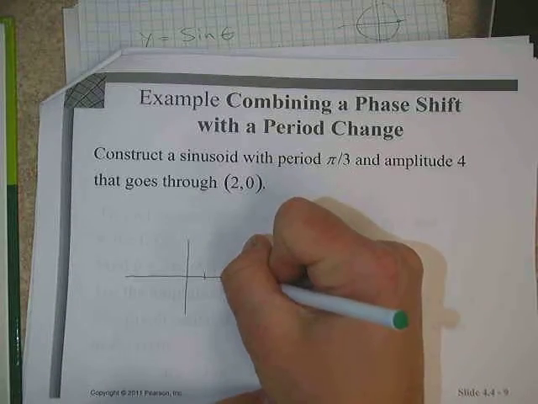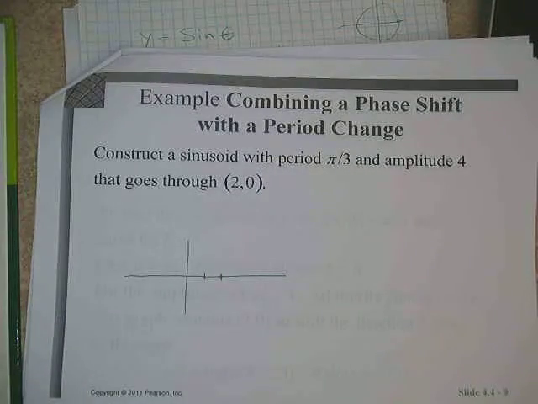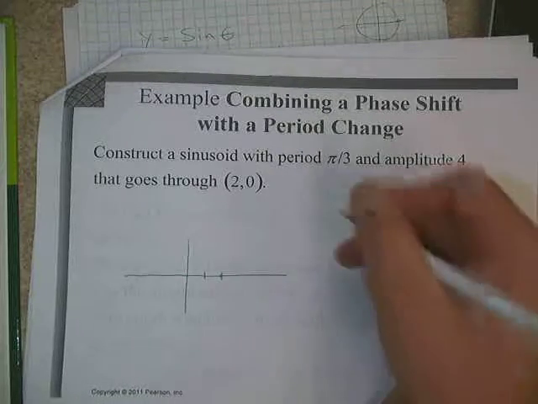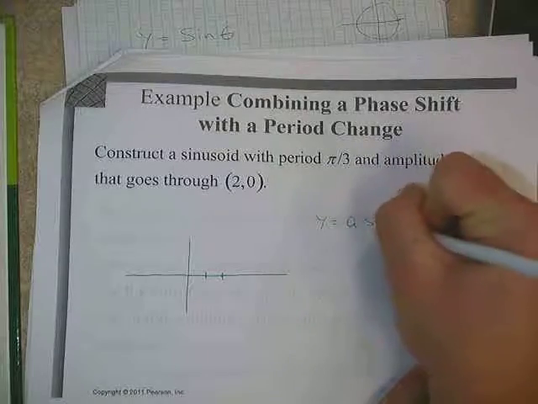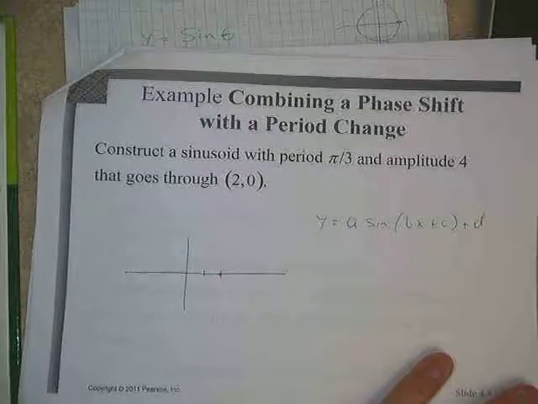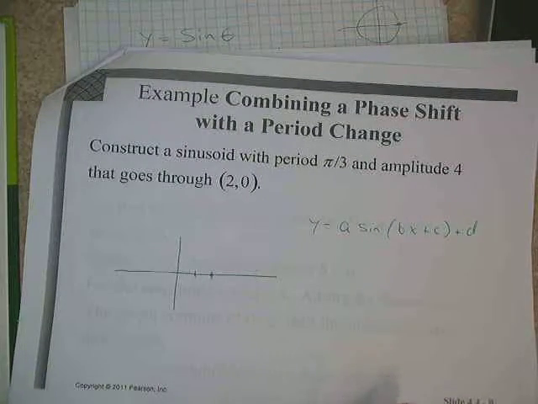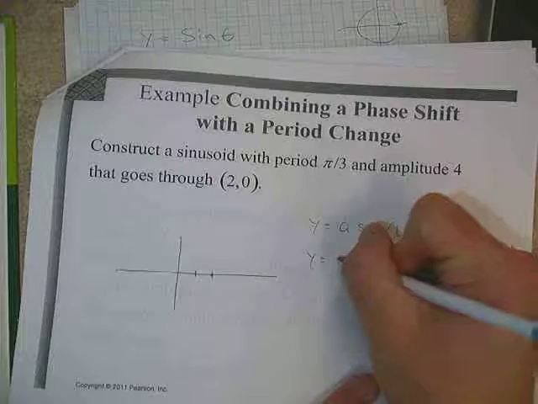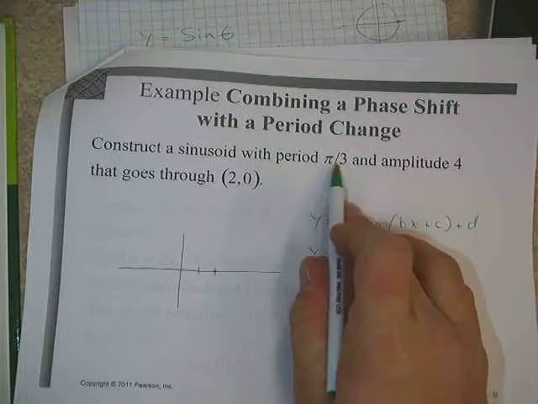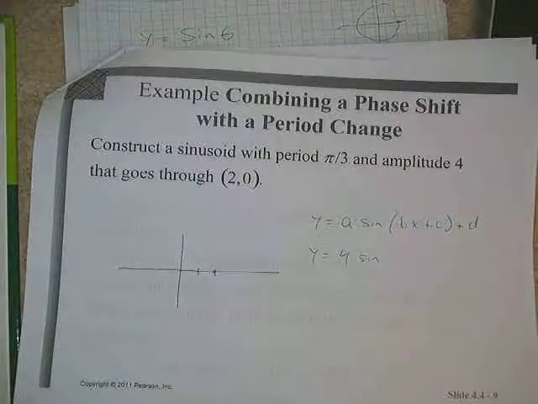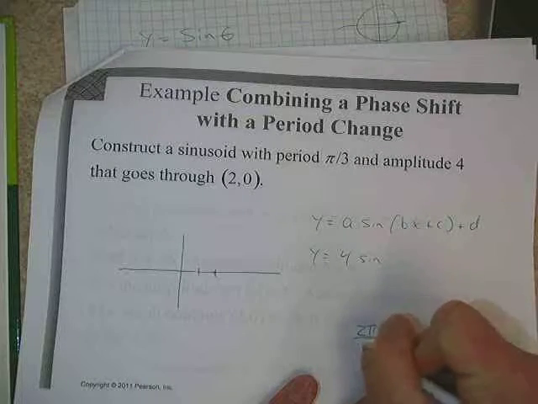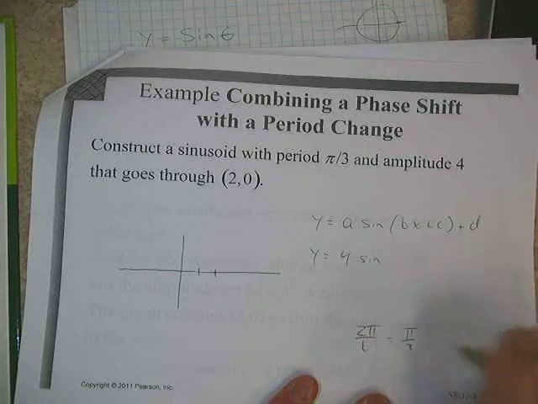Before we do it, though, I want you to think about this. If I were to draw a picture of this, I know it has to go through (2, 0), so that's right here. It's got to have an amplitude of 4, and it's got to have a period of pi over 3. Now, if you start out with your basic sinusoidal function, let's start filling in some blanks here. The first blank we can fill in is the 4, because that's the amplitude.